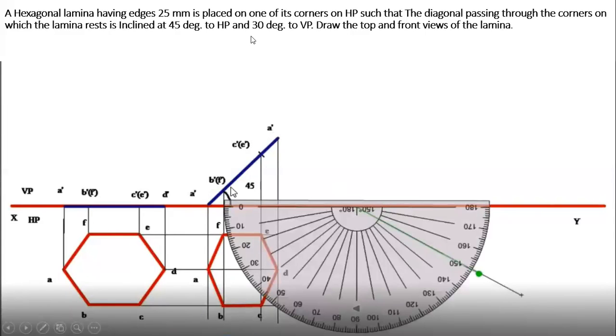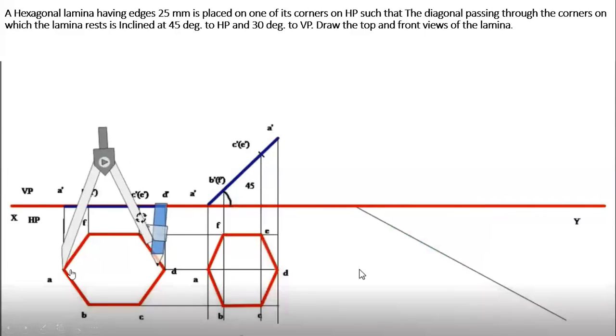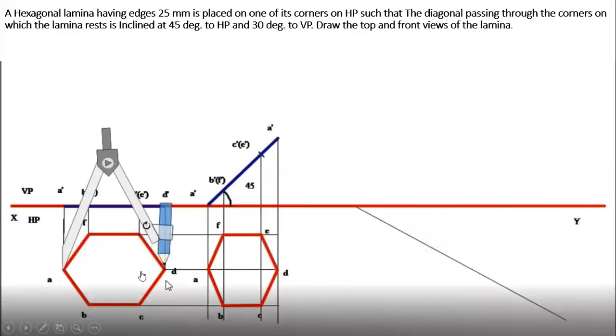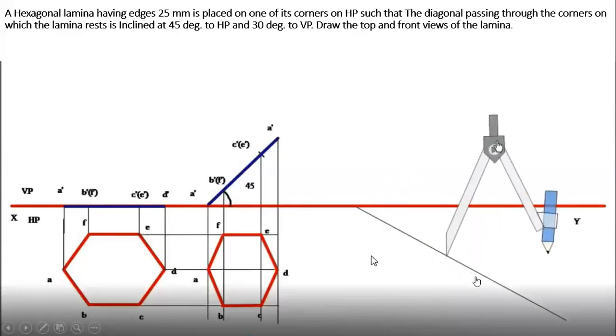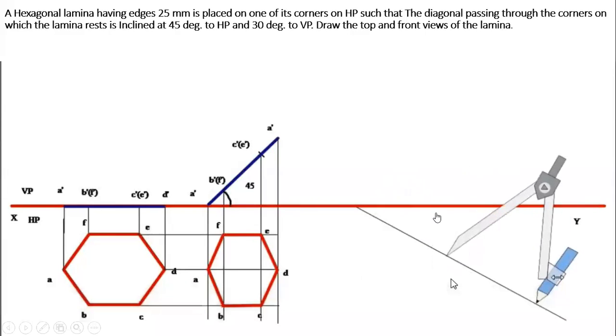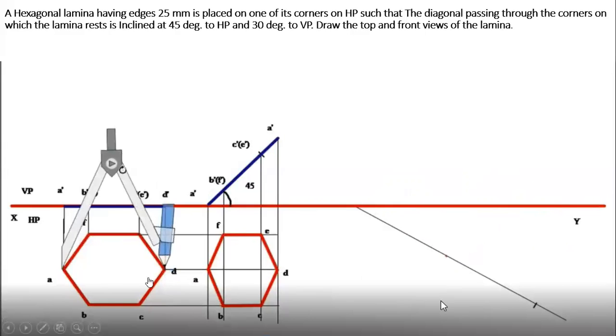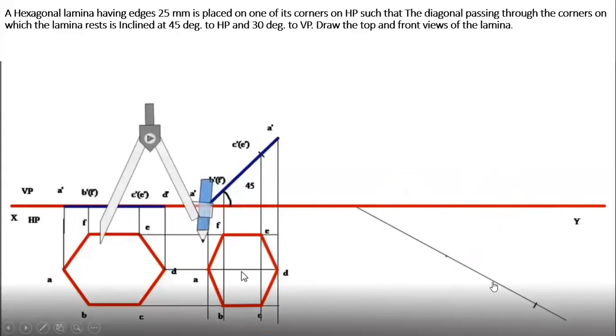Now third is inclination with respect to VP, 30 degree. Keep your protractor at a convenient distance. Draw the angle. Since it is a beta angle, true length first you have to consider. True length of the diagonal, that is A to D. Mark it anywhere on the inclination line. You should make sure that your hexagon should never cross the XY line. So you have to measure the original diagonal A to D, mark anywhere on the XY line.